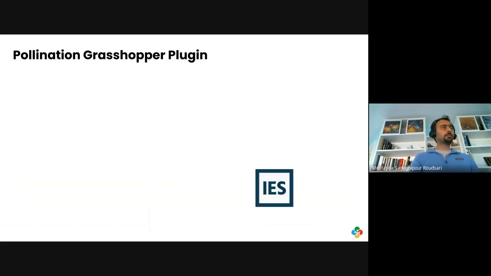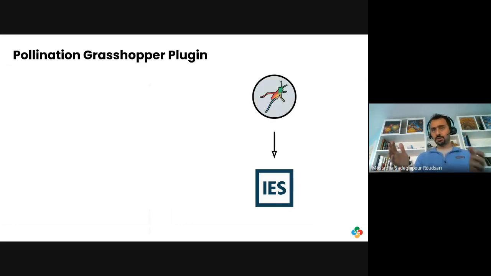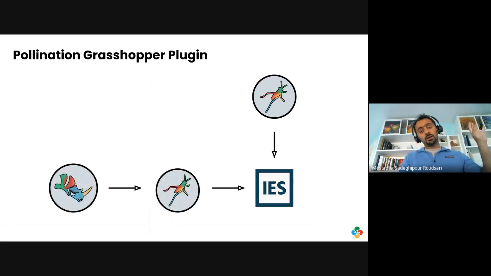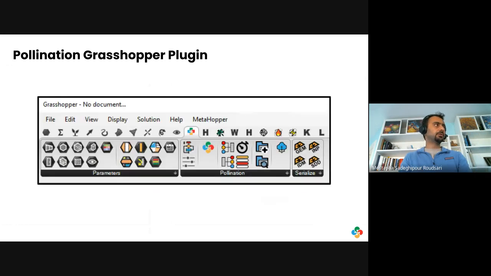So Grasshopper plugin, there are two ways of using it. If you're Ladybug Tools users, you can directly combine it with Pollination and then export it to IESVE directly. Or if you have a Rhino model, you can bring it into Grasshopper with a single component and reuse it. So I have two videos for that.